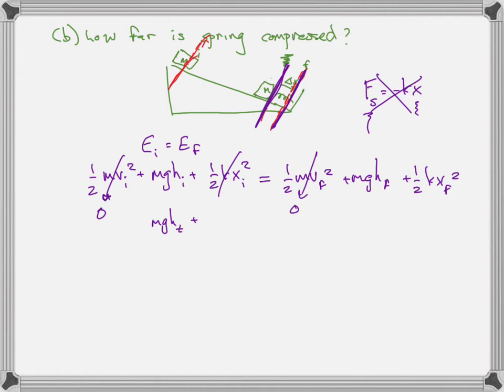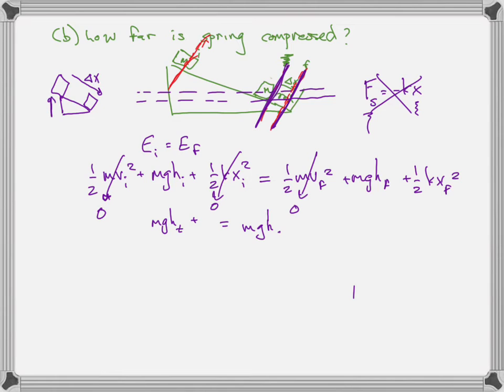And the initial height is ht at the top. The initial compression of the spring is 0. And at the very bottom, when it is fully compressed, it's not at hs. It's at some lower position than hs. If the spring is compressed by a distance delta x, then it's gone down an additional delta h. So the vertical position is now hs minus delta h, where delta h is delta x sine theta.